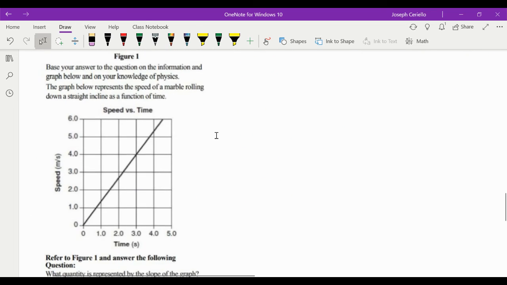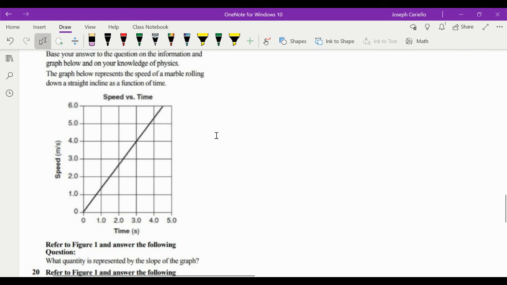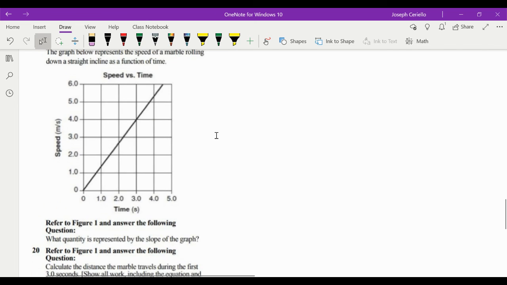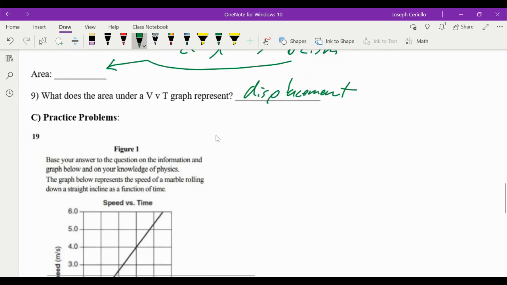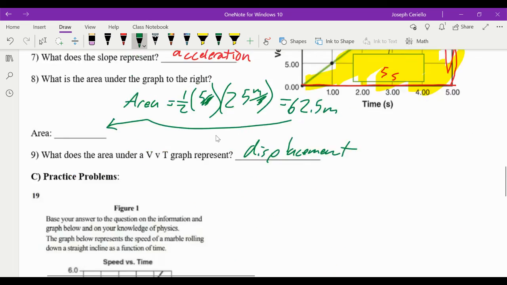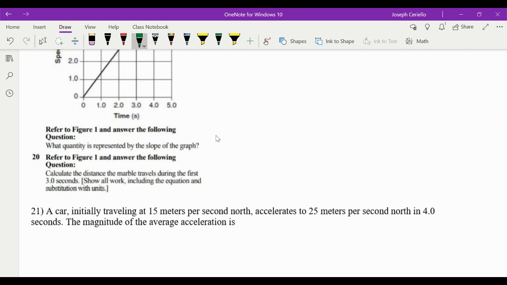These are practice questions we didn't necessarily do in class. It says the graph below represents the speed of a marble rolling down a straight incline as a function of time. What quantity is represented by the slope of the graph? So it's speed versus time, very similar to velocity versus time. So we said the slope of velocity versus time represents acceleration.